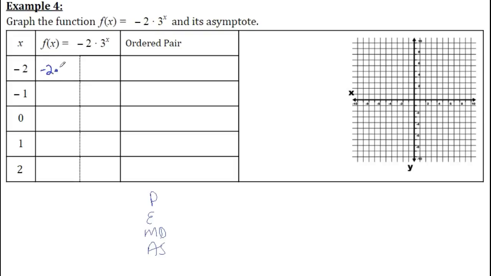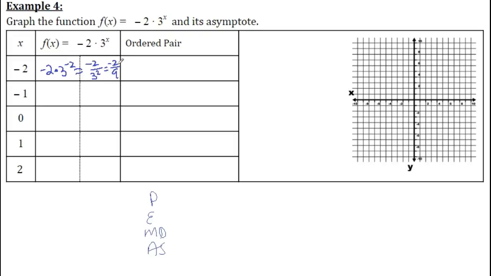Negative 2 times 3 to the negative 2. And of course, we need to take care of that exponent first, and it's a negative exponent, so it needs to pop to the bottom. This negative 2 right here is not being spoken to by this exponent. This exponent only applies to the 3. So that negative 2 will stay on the top, but the 3 will go on the bottom, and then the exponent becomes positive.